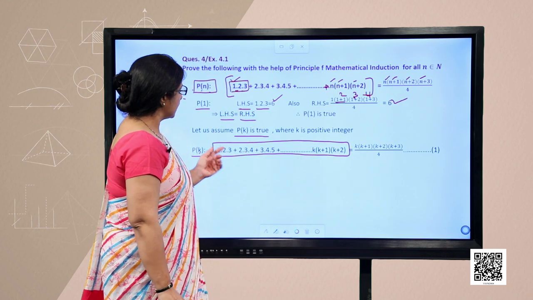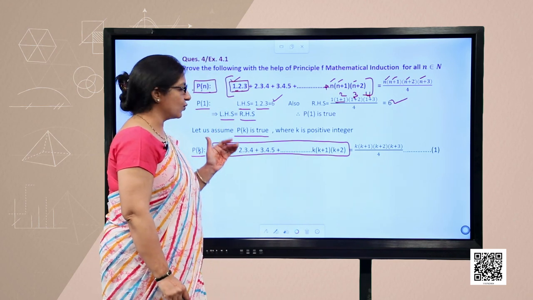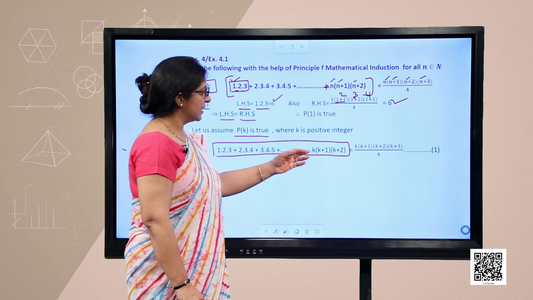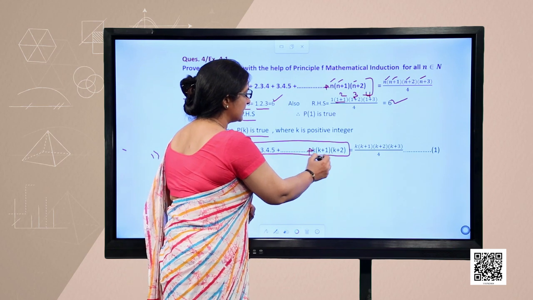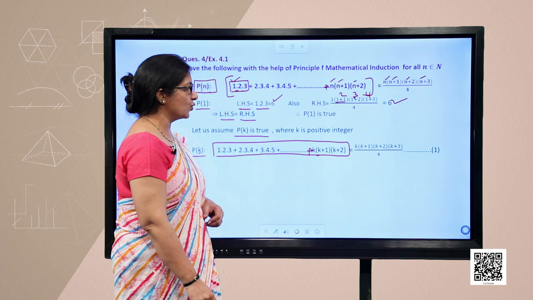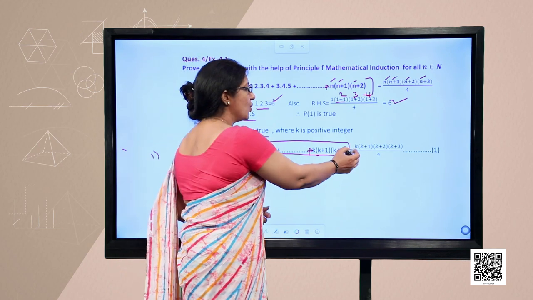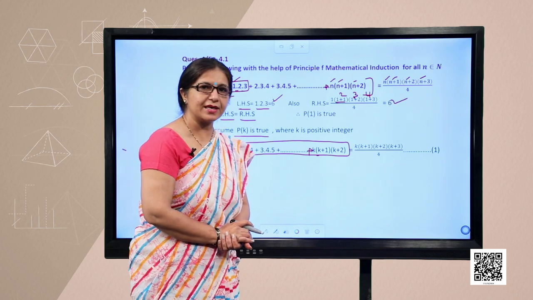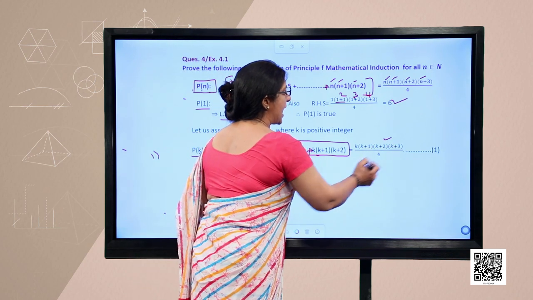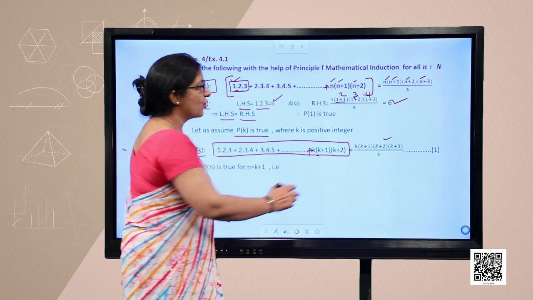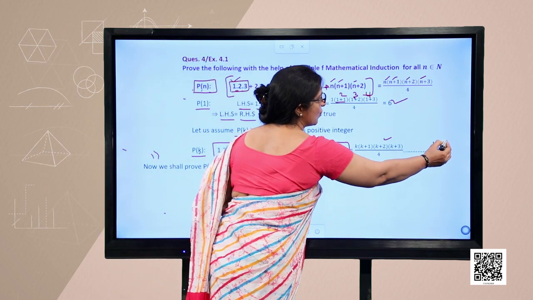So this gives us 1 into 2 into 3 plus 2 into 3 into 4 plus 3 into 4 into 5 plus, that is plus the kth term, which is k into k plus 1 into k plus 2, is equal to k into k plus 1 into k plus 2 into k plus 3 divided by 4. And as we have assumed that this statement is true, we will consider this statement as equation 1.